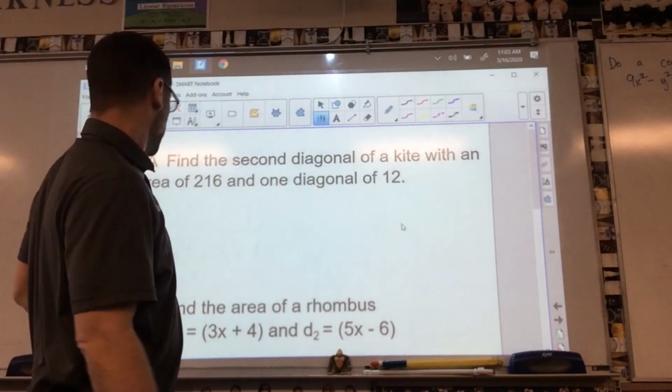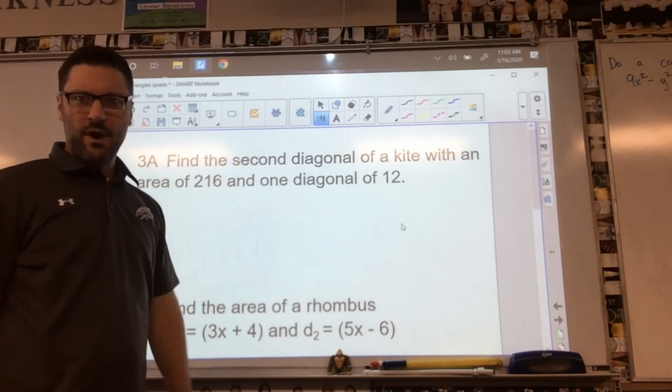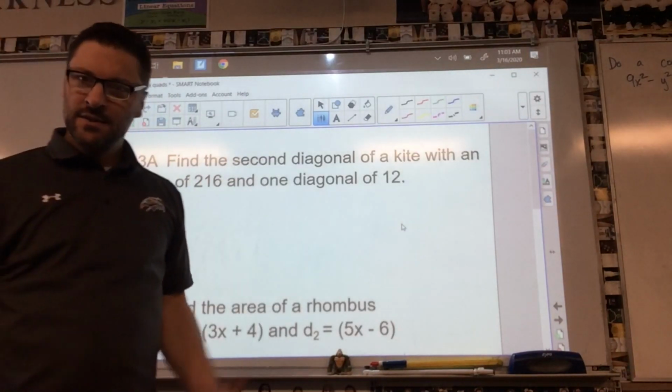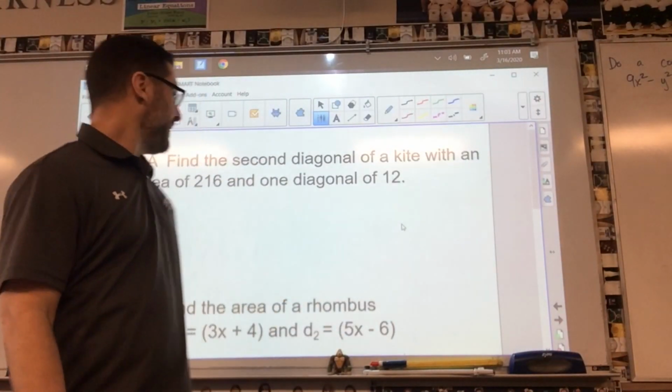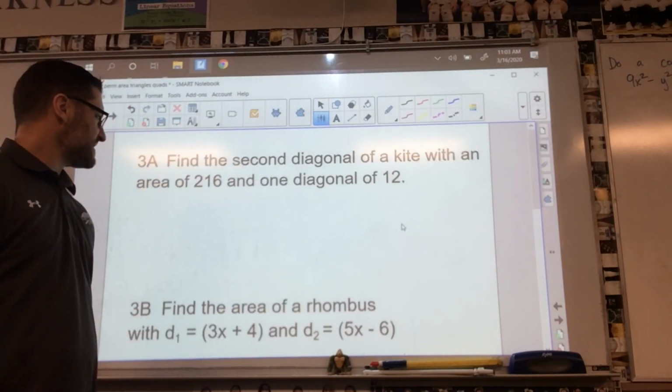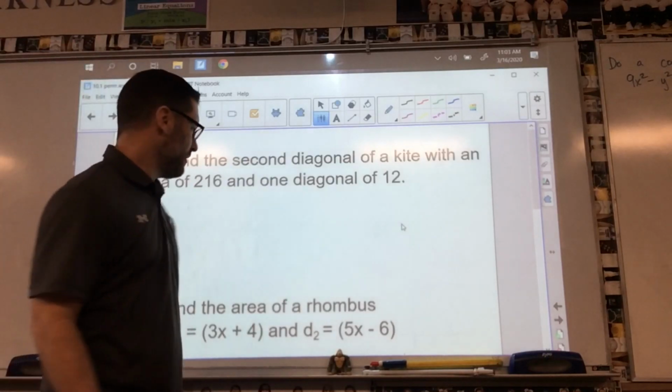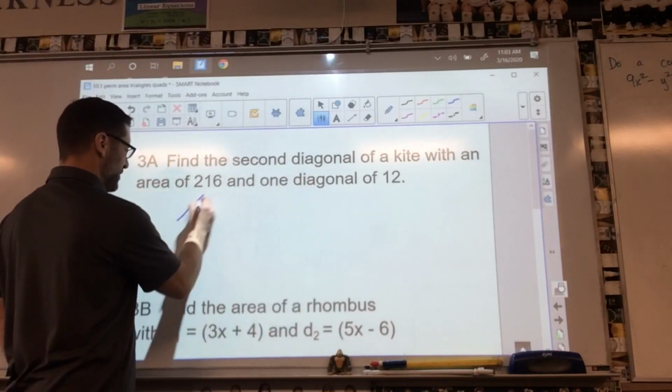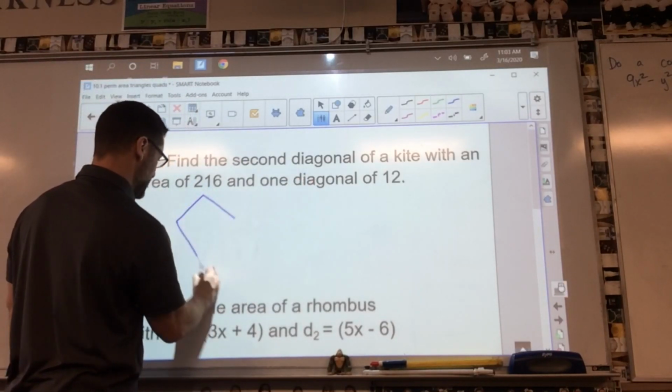Okay, the last section here. Just a few more example problems that go with this, and then we'll be done. This will be great. All right, find the second diagonal of a kite. It has an area of 216 and one diagonal of 12. So again, we got to draw pictures here. So I'll draw my kite.